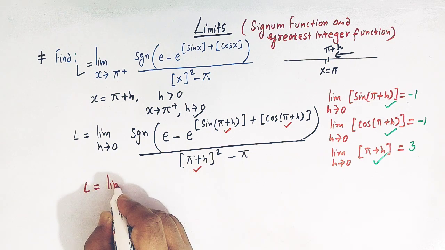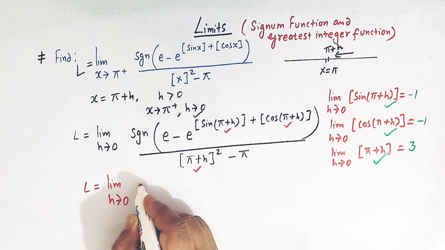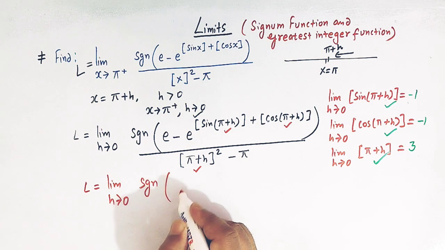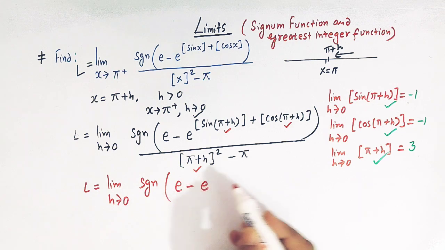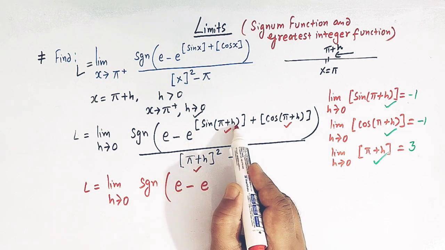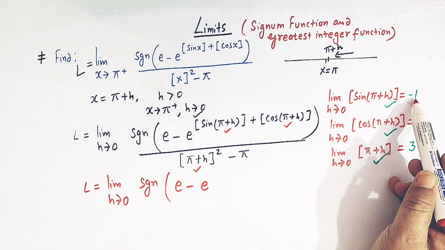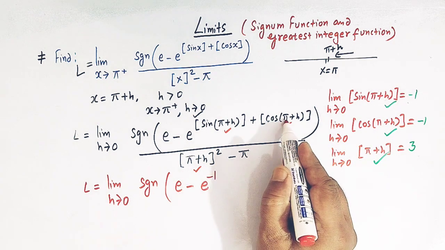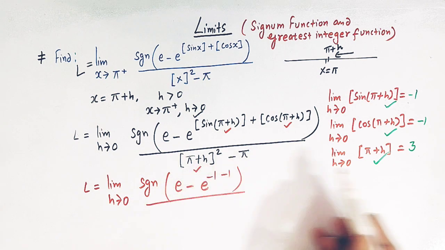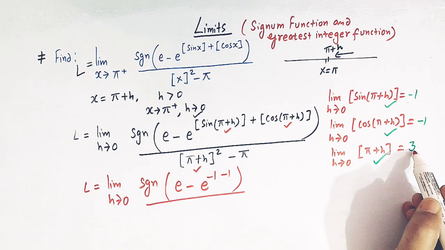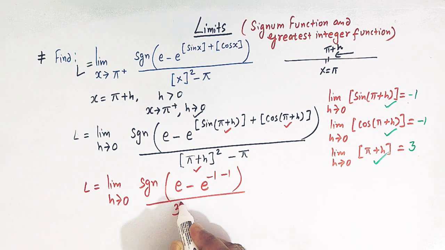So now we have limit h tends to 0, signum of e, where e is the exponential number, minus e raised to the greatest integer of sine pi plus h. So that is equal to minus 1, and here also we have minus 1, right? And in the denominator, we have greatest integer of pi plus h, which is 3, right? So here we have 3 square minus pi, right?